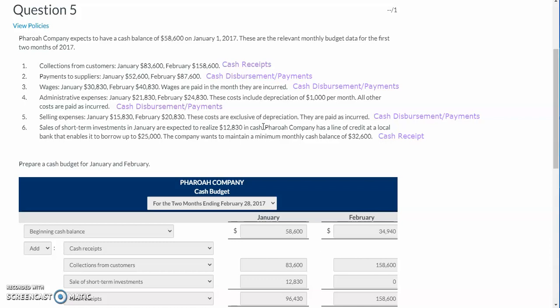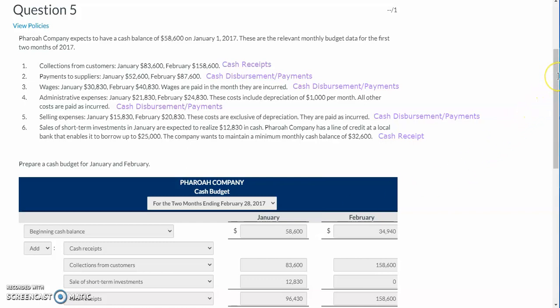So it's kind of like having a credit card where you have a credit limit and you can make some purchases on credit, but then you have to pay it back and you can only borrow up to a particular dollar amount. Also, the company's desire to maintain a minimum monthly cash balance is, well, if you look at their cash in their bank, they want to make sure that they always have the minimum of $32,600. And if they don't have that minimum of $32,600, that means that they need to maybe take out a loan in order to maintain that balance to be a minimum of $32,600.